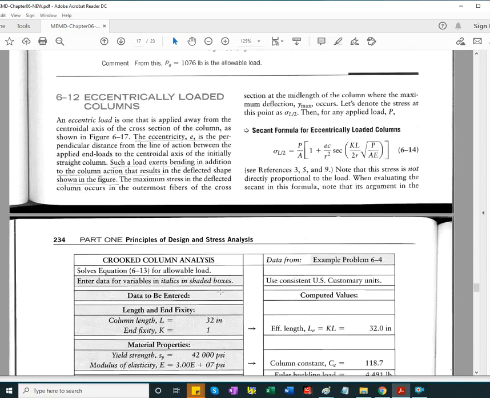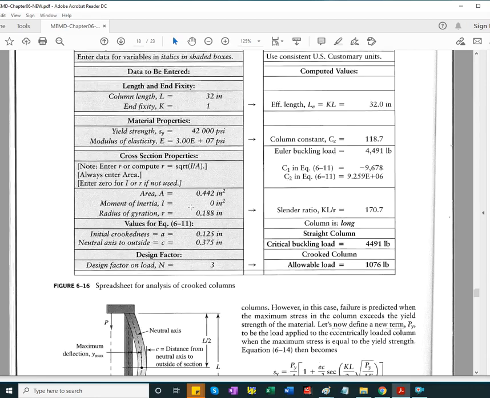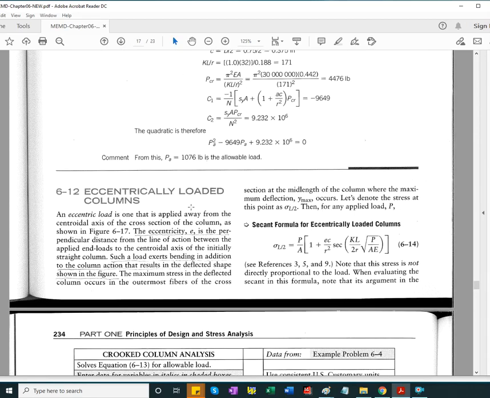Okay, and then we can have a case where the load is not in line with the centroidal axis, and so it's eccentrically loaded, but the column is straight. It's not a combination of eccentric loading and pre-existing crookedness. It's just eccentric loading, so we have the buckled shape, and here the story is a little bit different.